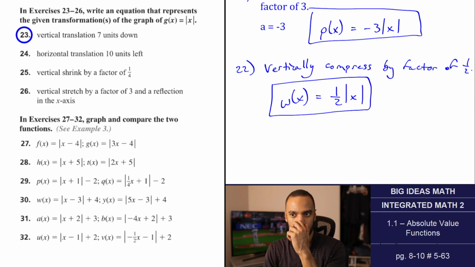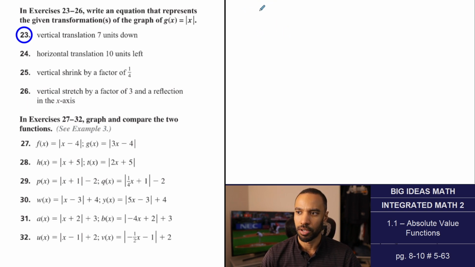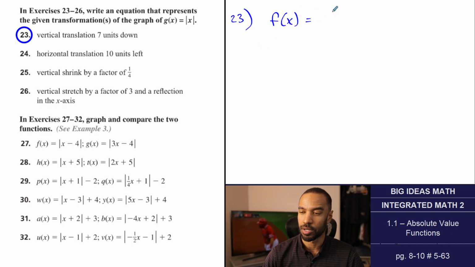All right, 23 to 26. Write an equation that represents the given transformation of the graph of g of x equals absolute value of x. For all of these, I'm just going to call them f of x equals, because they use g of x for the parent function, the original. Vertical translation 7 units down. That is a k value. K is vertical translation.